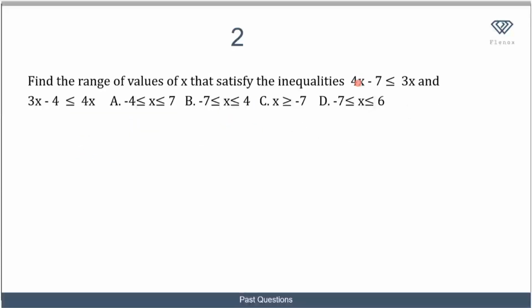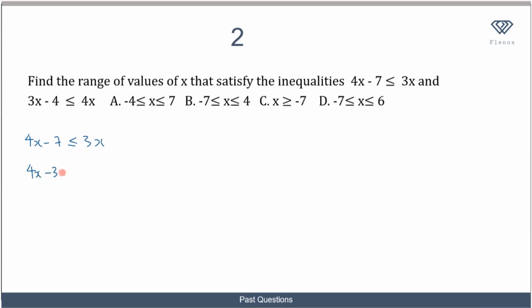Now we are told to find the range of values of x that satisfy the inequalities 4x minus 7 is less than or equals to 3x, and 3x minus 4 is less than or equals to 4x. As you recall, what we have to do now is to try to solve each inequality separately. Then we'll try to combine the results. So let's get started. So the first inequality we are told is what? 4x minus 7 is less than or equals to 3x.